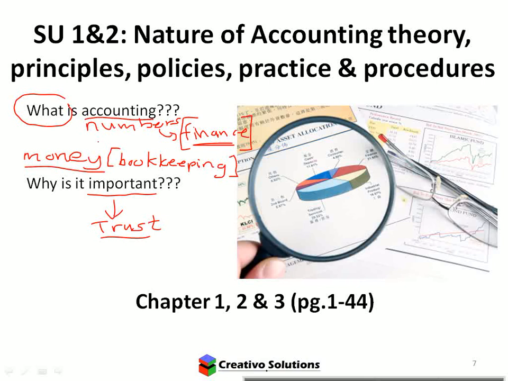So businesses do the exact same thing. Businesses have to manage their finances. Right, businesses have income, businesses have an expense, and they need to then look at both and determine if the business is going to continue to operate or not.